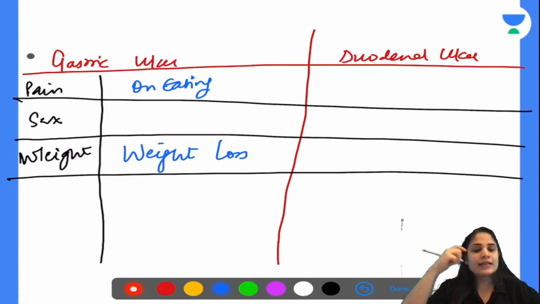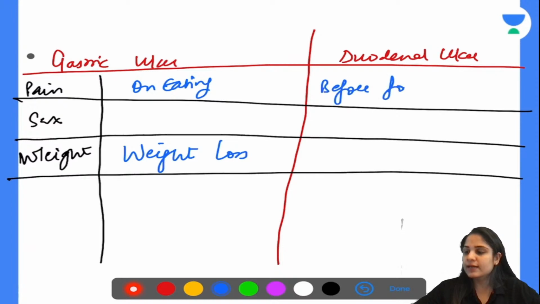On the other hand, in duodenal ulcer, what are you getting? You're getting pain. The pain will reduce on eating. Okay, so you get pain before food intake. When the duodenum is empty, at that time you will get the pain. So because of that, when you eat food, the pain will reduce. So you will eat more and more food. So you will have weight gain in this.